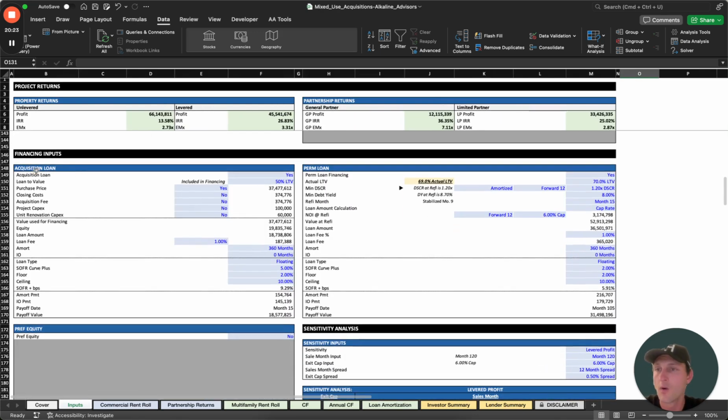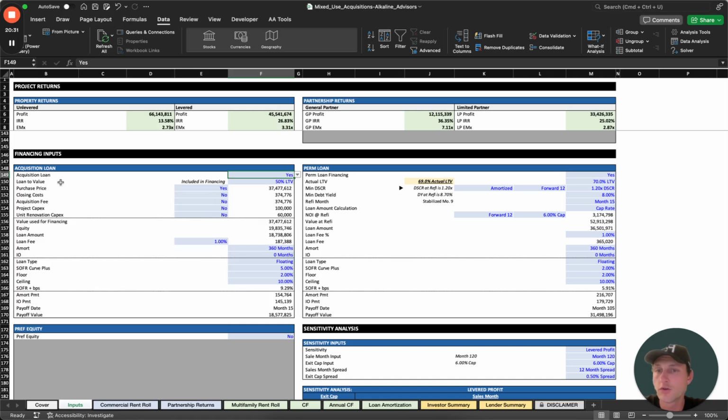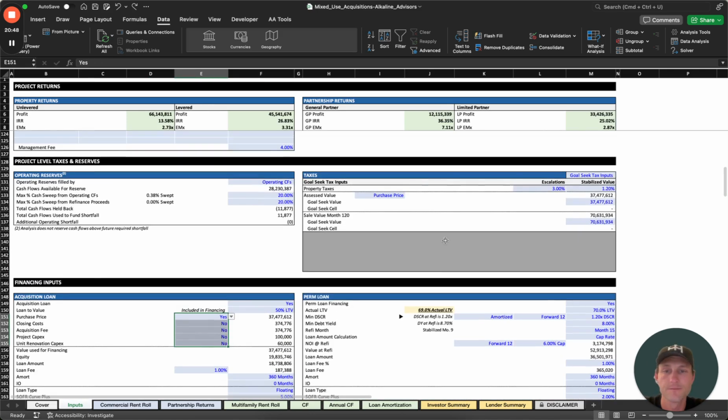So here we have an acquisition loan in play. You can toggle yes, no, whether or not you want to have the acquisition loan. Assuming you do, you can choose what is financeable and what's not financeable. So the purchase price we're saying is financeable. But in this scenario, we're saying that the closing costs, acquisition fee, project CapEx, and unit renovation CapEx is non-financeable. But we can also toggle that to yes, and then all of that would be financeable.